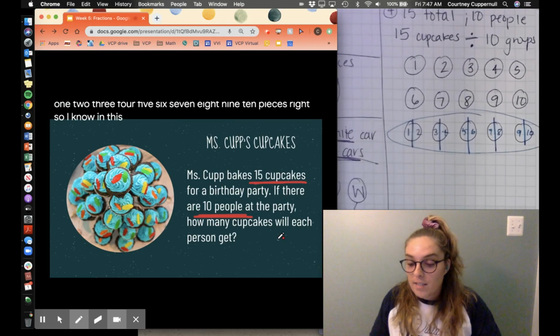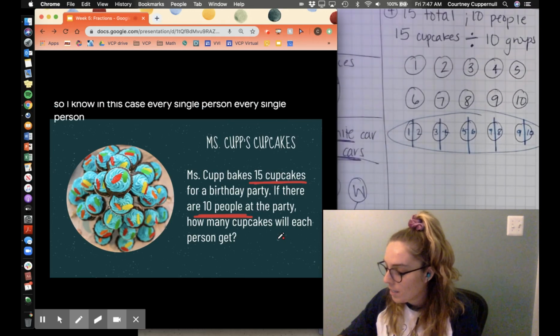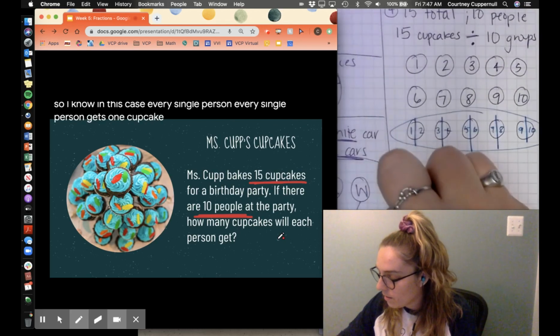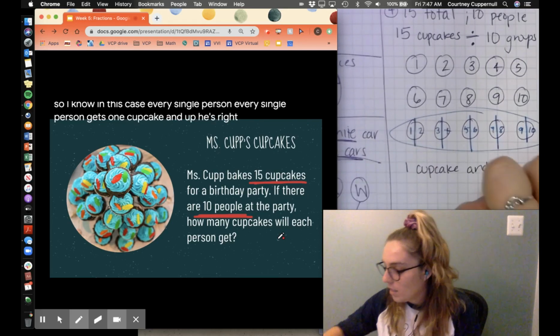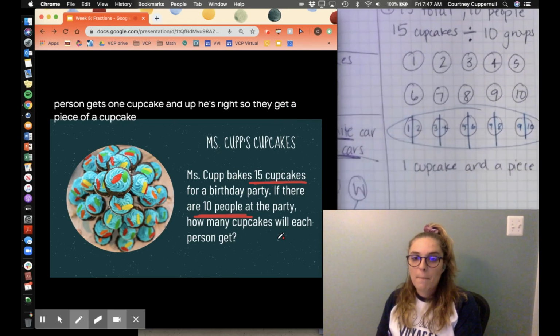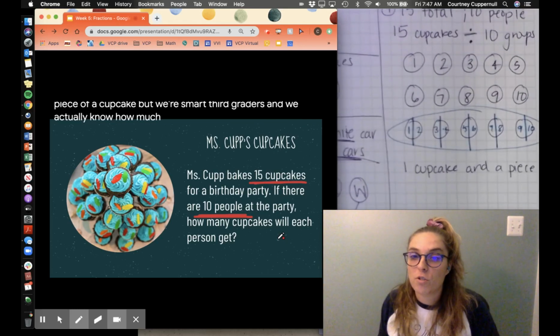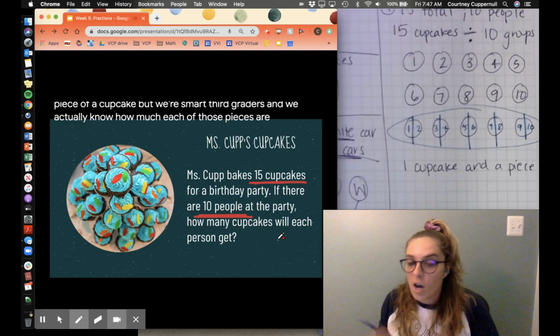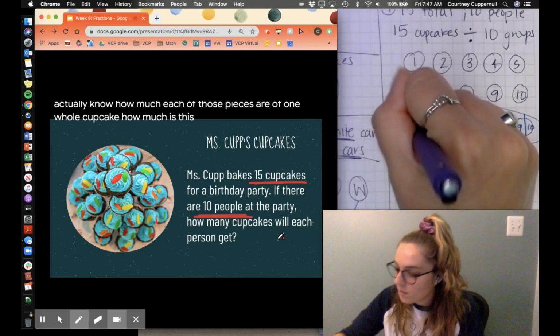So I know in this case, every single person gets 1 cupcake and a piece, right? So they get a piece of a cupcake. But we're smart 3rd graders, and we actually know how much each of those pieces are. Of 1 whole cupcake, how much is this?